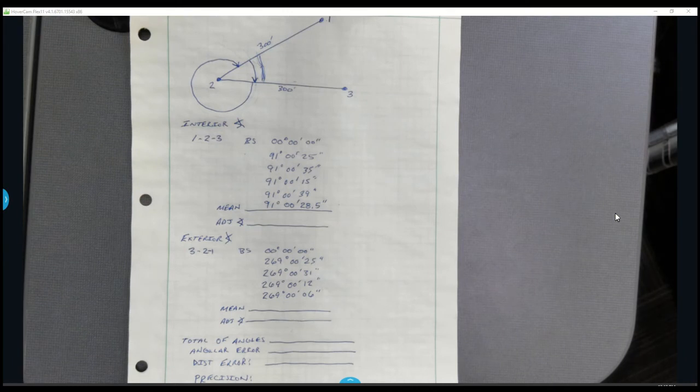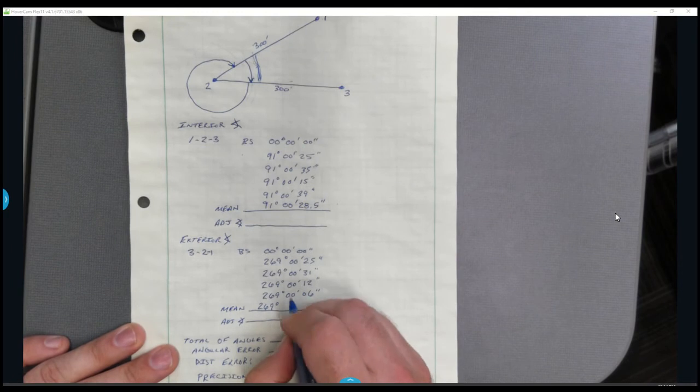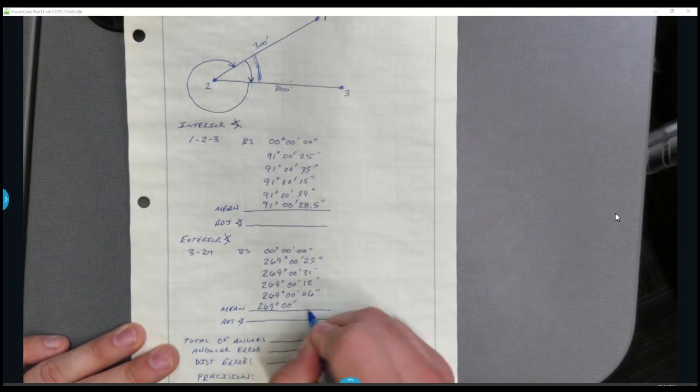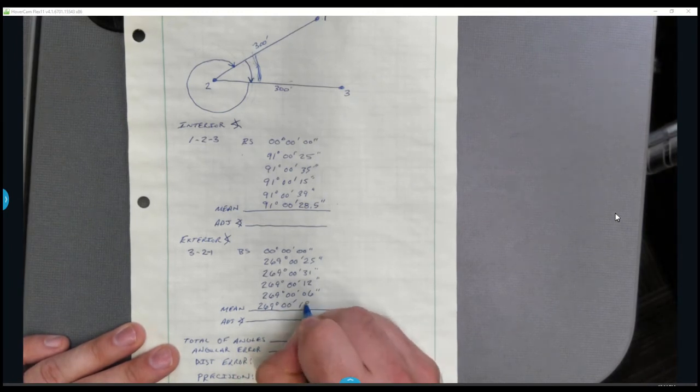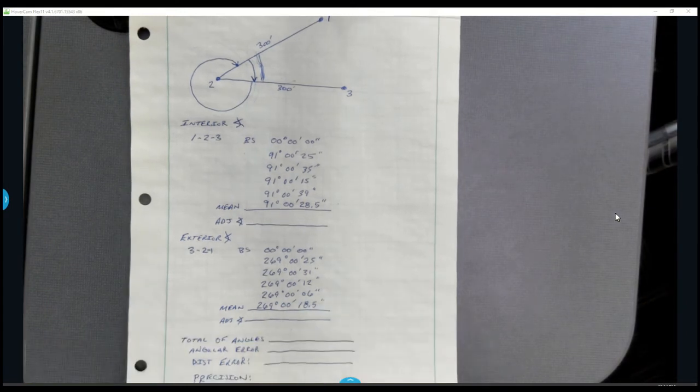Anybody have the answer? 269 degrees, 0 minutes, 18.5 seconds. Okay? So we figured out both of our mean angles.